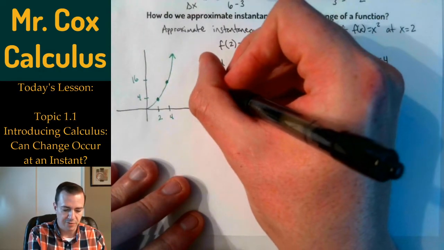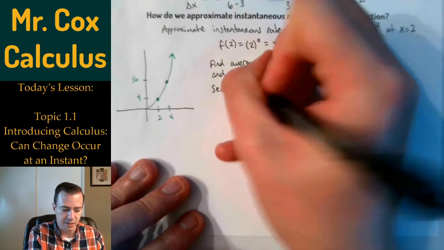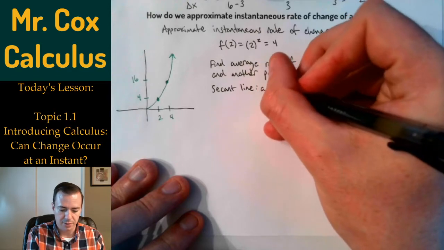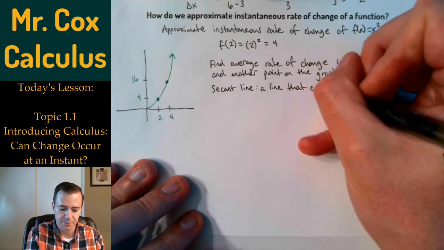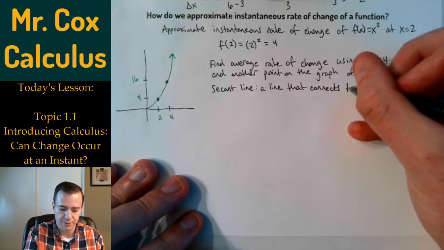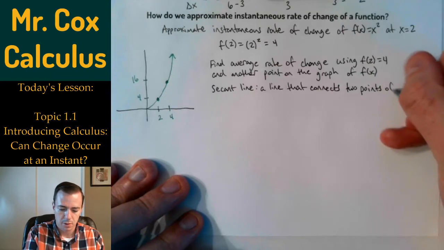And what we're going to be forming is something called a secant line, and that is a line that connects 2 points of a function.